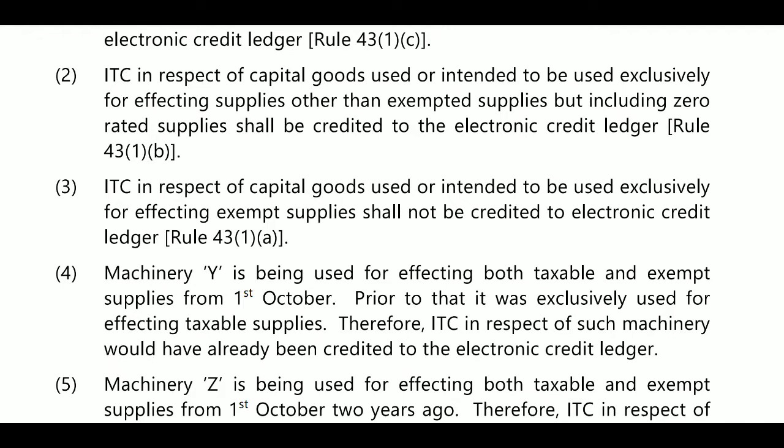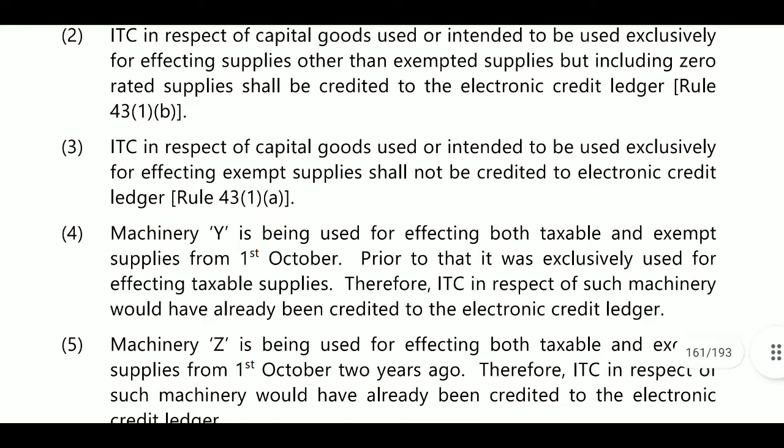Next, ITC in respect of capital goods used or intended to be used exclusively for effecting supplies other than exempted supplies, but including zero rated supplies, shall be credited to the electronic credit ledger. Next, ITC in respect of capital goods used or intended to be used exclusively for effecting exempted supplies shall not be credited to the electronic credit ledger.